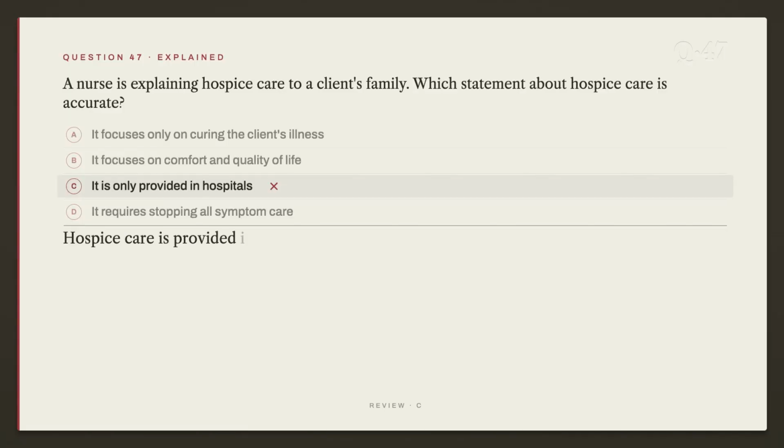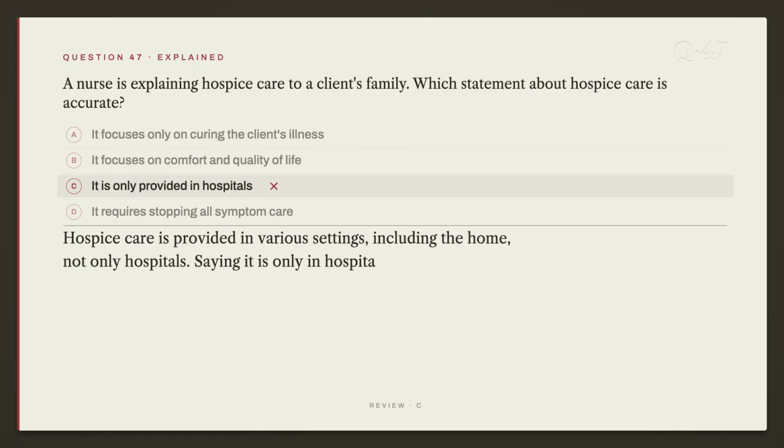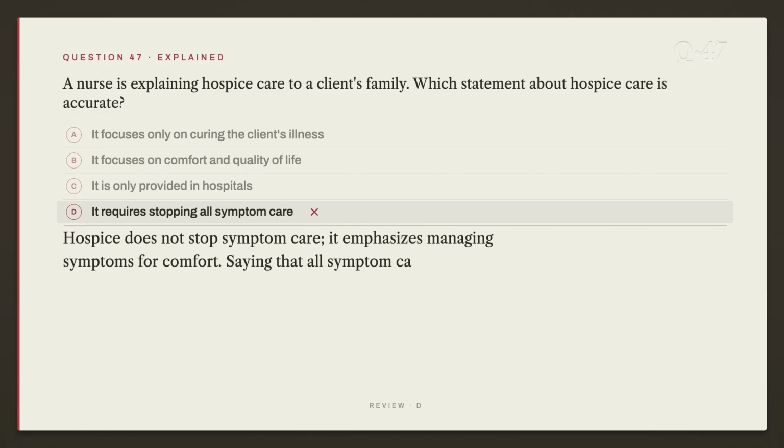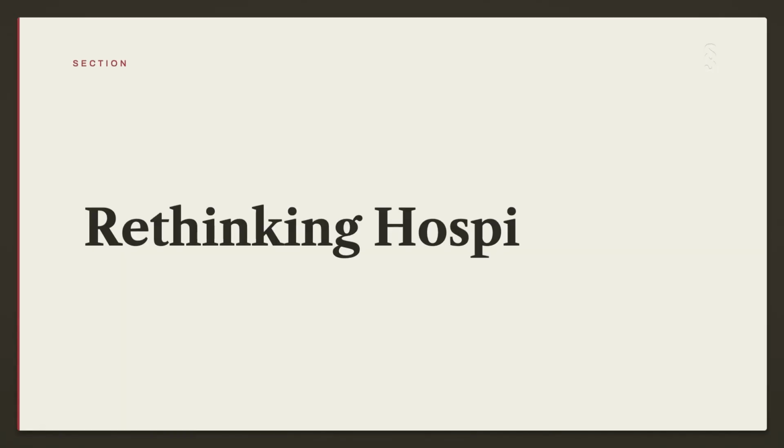C is wrong because hospice care is provided in various settings, including the home, not only hospitals. Saying it is only in hospitals misrepresents where hospice care can be provided. D is wrong because hospice does not stop symptom care. It emphasizes managing symptoms for comfort. Saying that all symptom care stops misstates the purpose of hospice care entirely and completely.